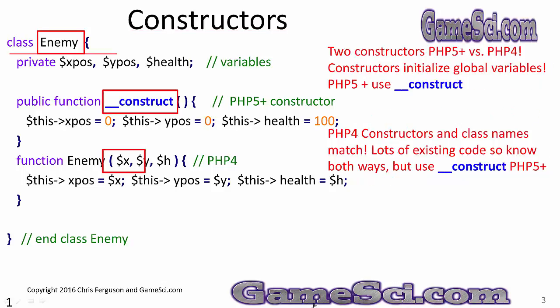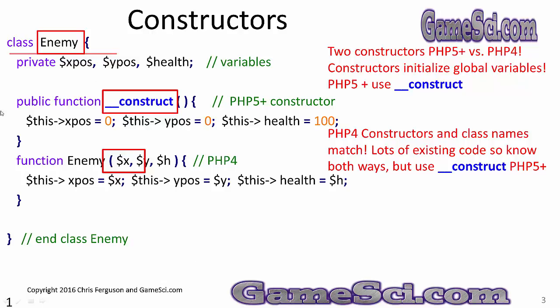Here are two constructors. One of them is a PHP 5 and beyond, and one of them is a PHP 4 type constructor. As I said, constructors initialize the global variables. So inside the class enemy is where I'll build the constructors. Now, if you're programming in PHP 5 or greater, use this __construct special method. PHP 5 and above says this is the way we should declare and build a constructor method. This is the code that will automatically run as soon as we build an object out of this class.